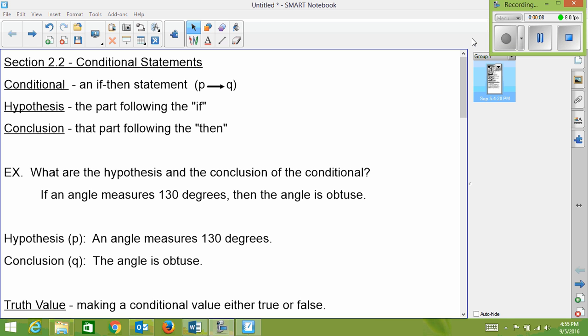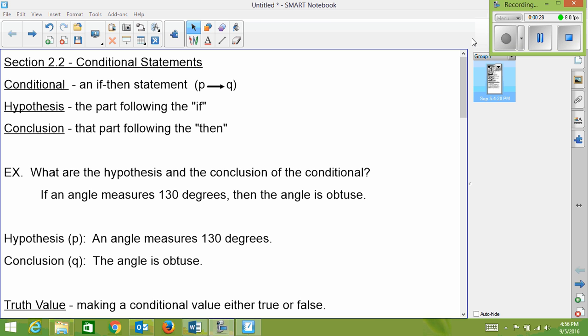A conditional is an if-then statement. So if P, then Q is how you would read that. If P is true, then Q is true. The hypothesis is the part following the if, and the conclusion is the part following the then. So the P is the hypothesis and the Q is the conclusion.